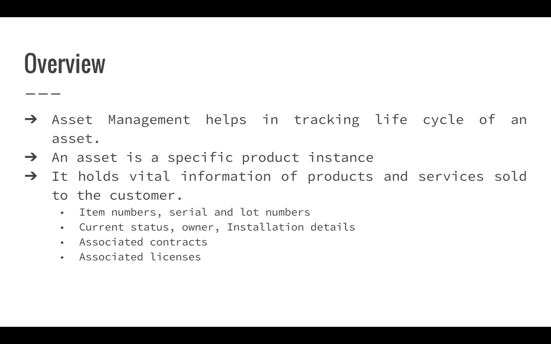ServiceNow Asset Management helps in tracking the life cycle of an asset. An asset is a specific product instance that is supported for a customer. ServiceNow Asset Management contains vital information of the products and services sold to your customers. This install base is your resource to determine each customer's product and installation details. That includes item numbers, serial numbers, lot numbers, revision history, order numbers, order dates, current status of an instance, installation address, technical and administrative contacts, and much more.